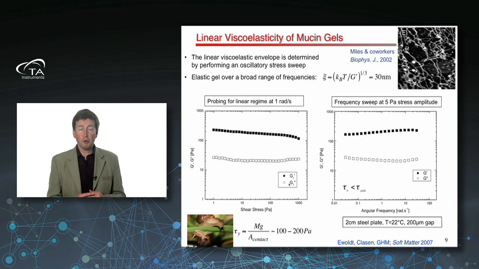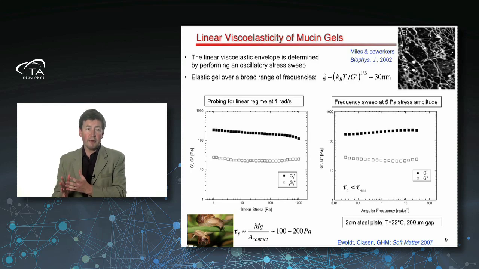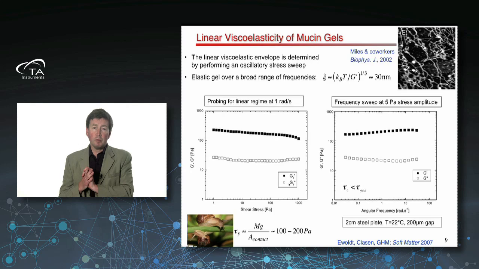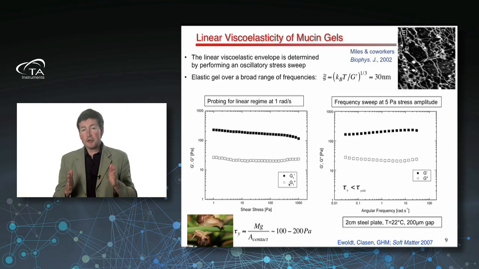The left-hand figure shows what you would get if you put this material in your rheometer and just measure G' and G''. And you can see the curves are essentially flat. Okay, I can measure both G' in black and G'', hollow symbols here. And you can see that they're rather featureless, even out to large stresses.